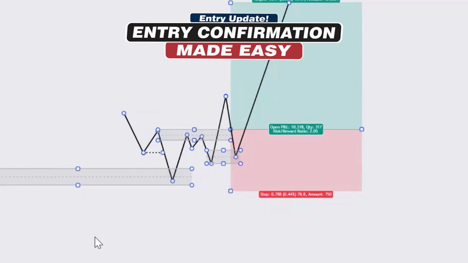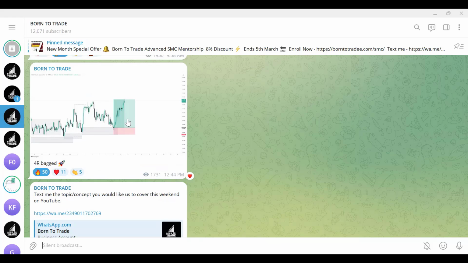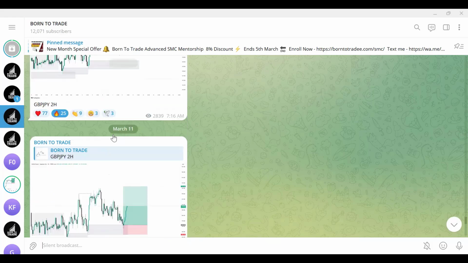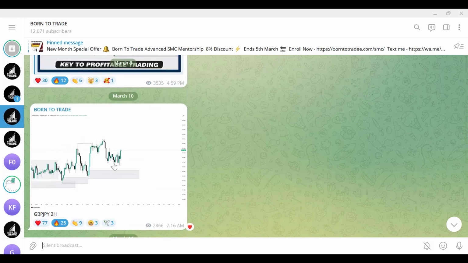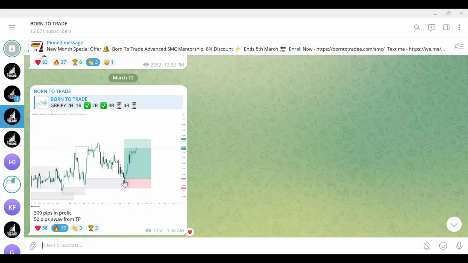Let me show you a live example. So here is the free Telegram community. This was the particular setup which offered good results before I asked you all to tell me the topic or the concept you would want us to cover. So this is actually the trade setup when it was shared. This is the trade setup before it's played out. So I'm going to use this as the first example.